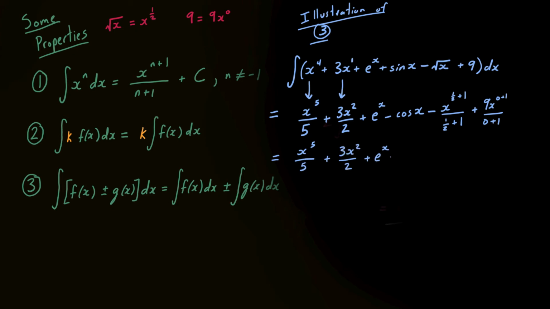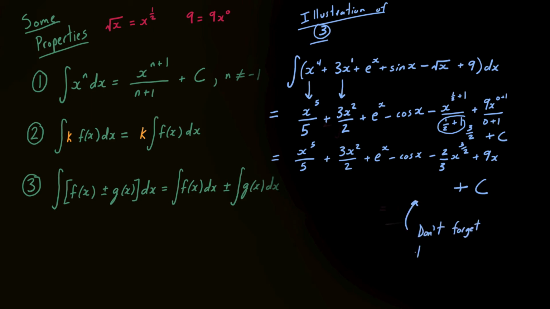Now really, I just need to simplify those last 2 terms. Dividing by 3/2 in this term here is the same as multiplying by 2/3. And of course the last term is 9x, and I cannot forget my plus c's. Remember, do not forget the plus c.